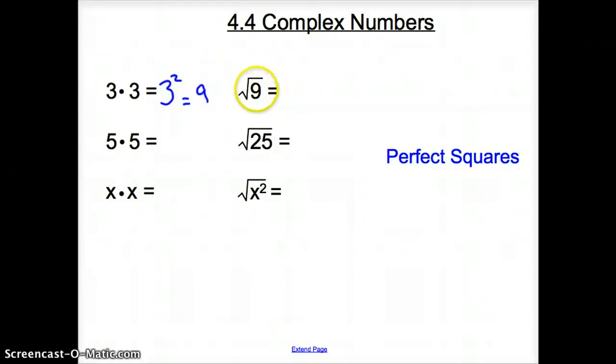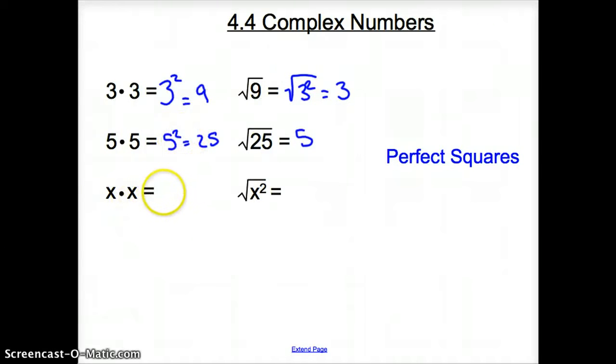If we had the square root of 9, we could also write it as the square root of 3 squared, and then the square root of 3 squared would be 3, or you could just look at it as the square root of 9 is 3. How about 5 times 5? 5 times 5 is 5 squared, or 25. So the square root of 25 must just be 5, as that square root undoes this square.